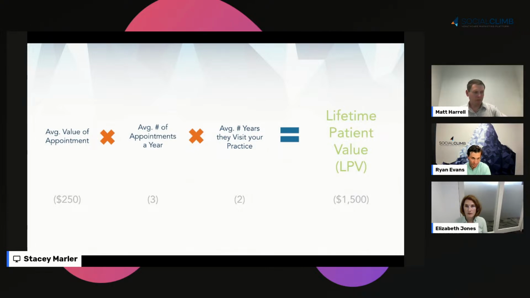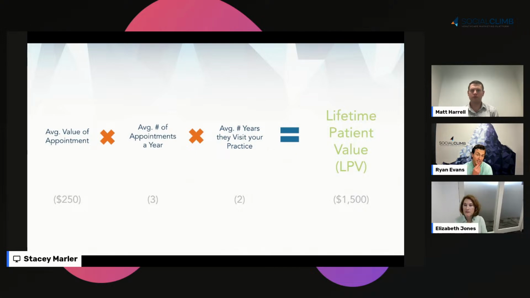So really simple at the bottom. If the average value of our appointment is $250, they see us 3 times per year on average, and the average number of years that they visit our practice is 2 years, our lifetime patient value is $1,500. It can be challenging for a lot of groups to identify that, right? They may have the average number of appointments. They may have the average number of years that a patient sees us, but putting it all together is really what you have to think about.